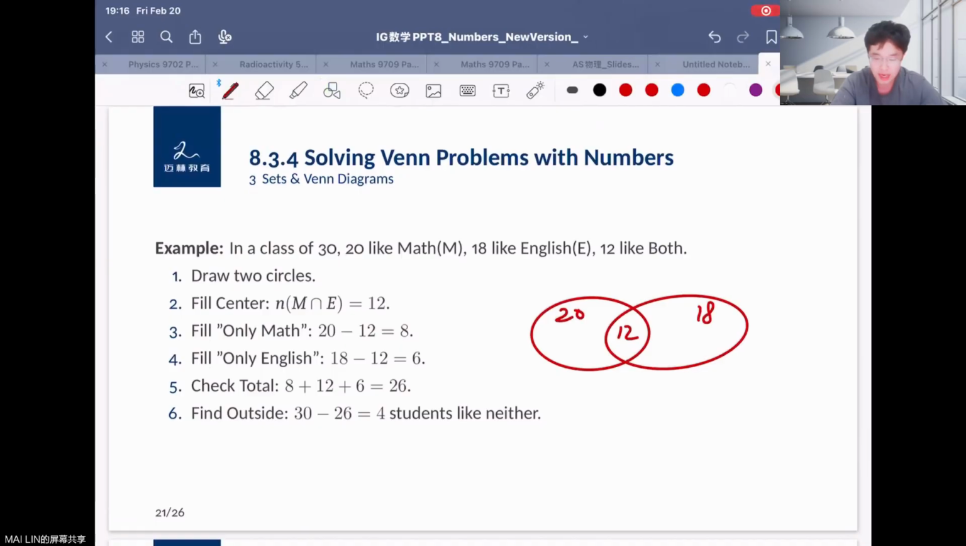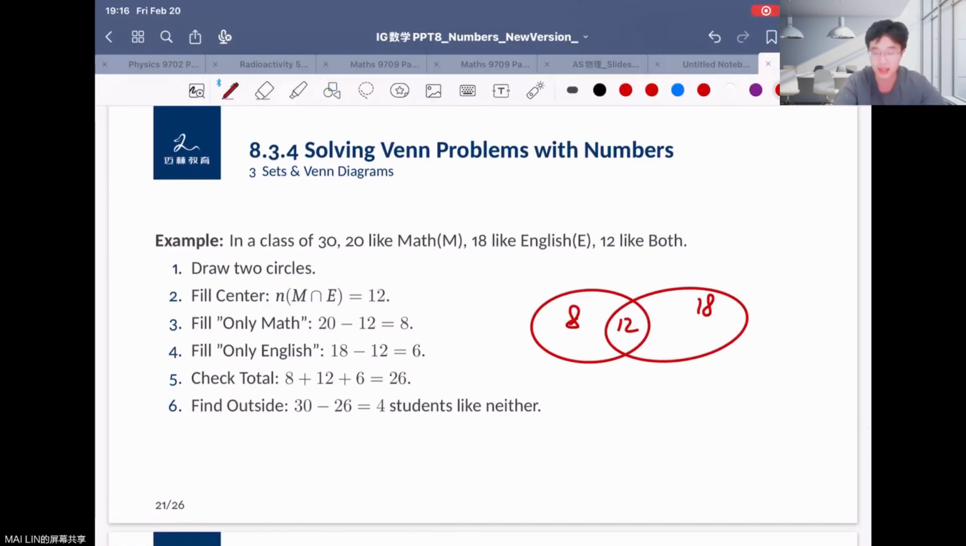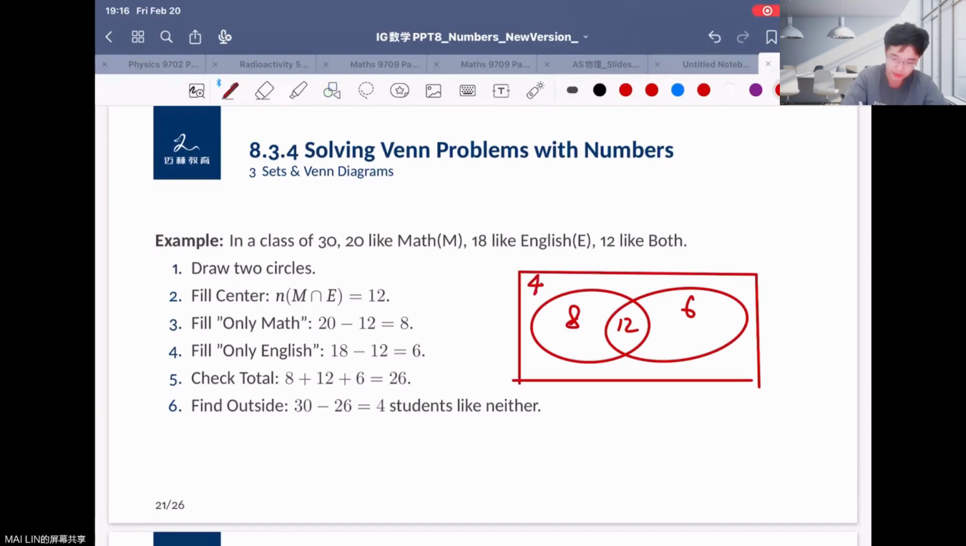So you will know that on the left, there's only 8 students who like only math, right? And for here, we knew that only 6 students like English, okay? And when you add them together, 8 plus 12 plus 6 equals 26, okay? So that means there's 26 students who like English or math or like both, but here are still 4 students left, right? So here are still 4 students left.